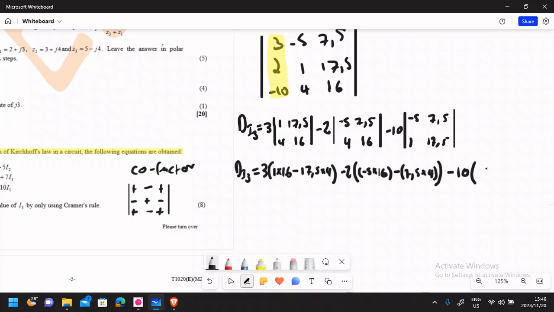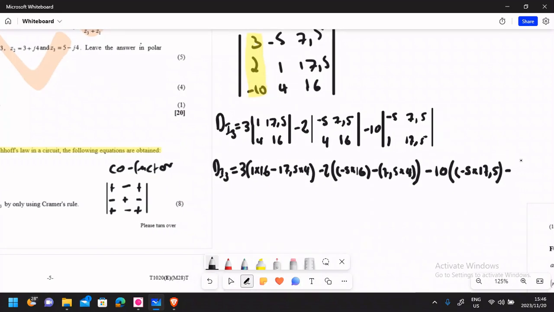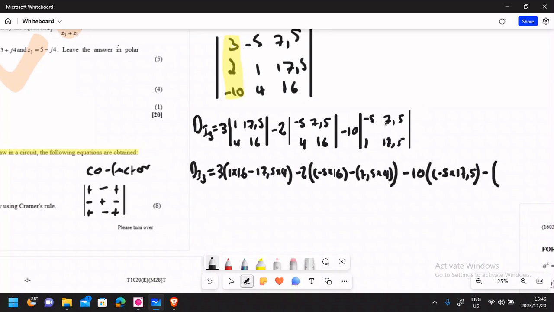We have negative 5 multiplied by 17.5. There we go. And then minus, let's open a bit again. Okay, we have that. Let me just get rid of this, guys. This requires some space. So we said negative 5 multiplied by 17.5 minus 7.5 multiplied by 1. There we go. Now this is our equation.